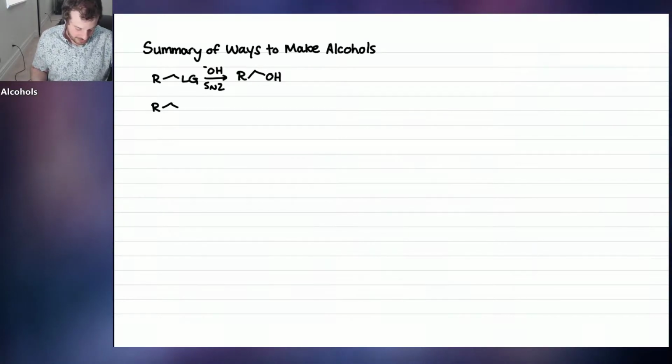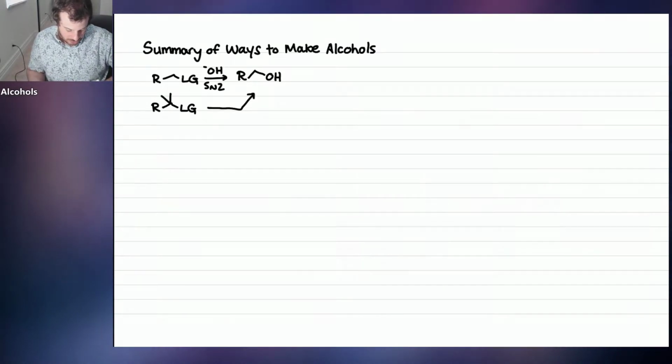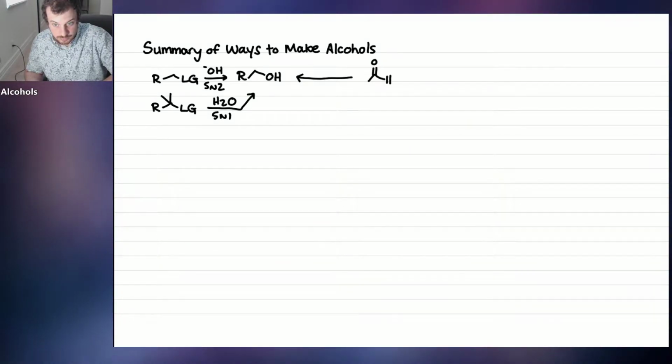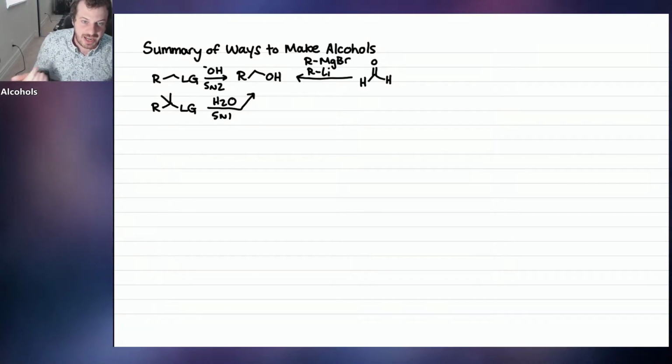Another old way we learned to make alcohols, if you take R leaving group, usually this will be secondary or tertiary, and you do SN1 with H2O, that's another way to make an alcohol. So we saw examples of that yesterday. Then the 2 new reactions that we learned involved using either organometallics or hydride reagents. What we saw we could do was take an aldehyde or ketone and treat it with an organometallic like RMgBr or RLi. And this is going to create an alcohol and add an R group, a carbon group, to that carbonyl carbon right here.